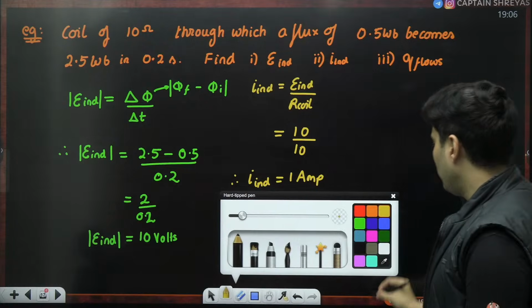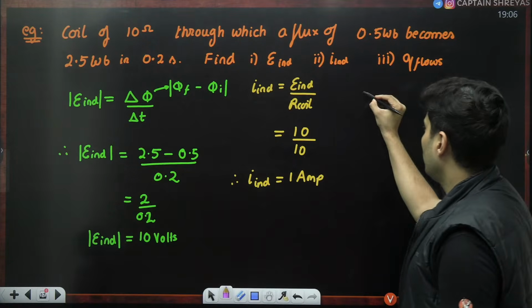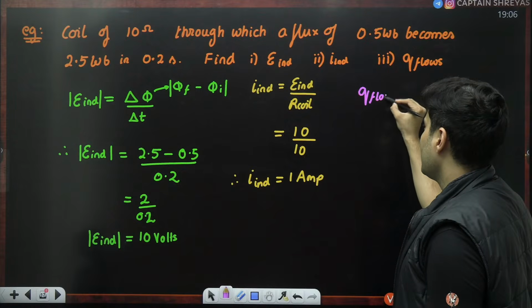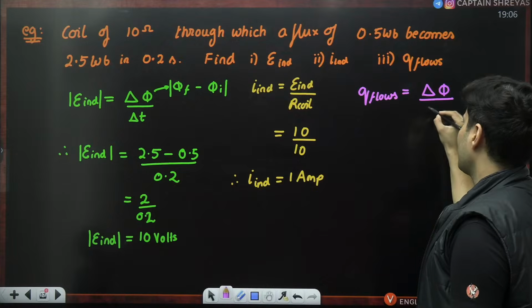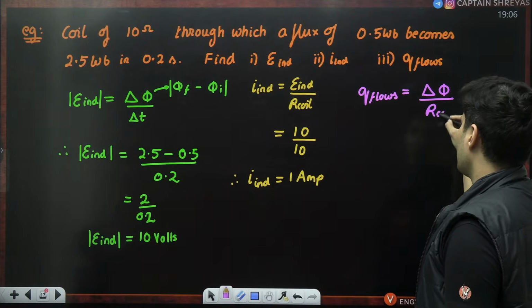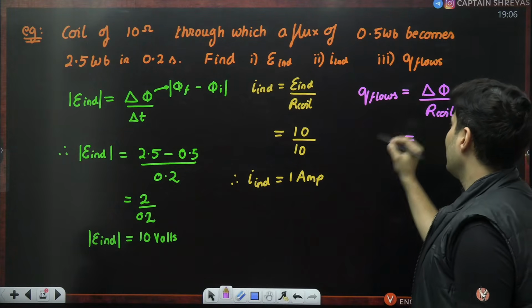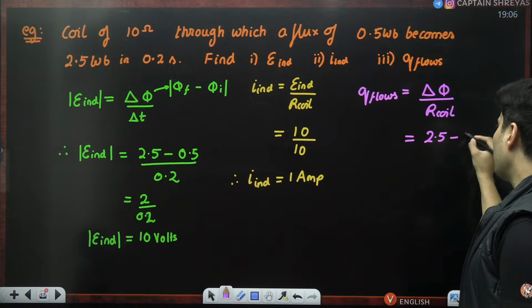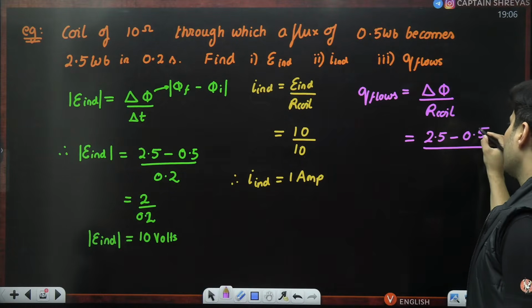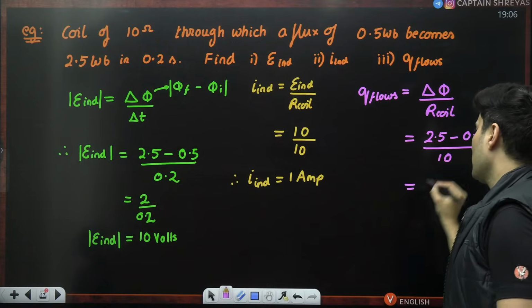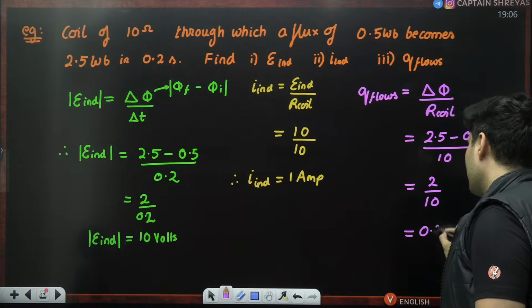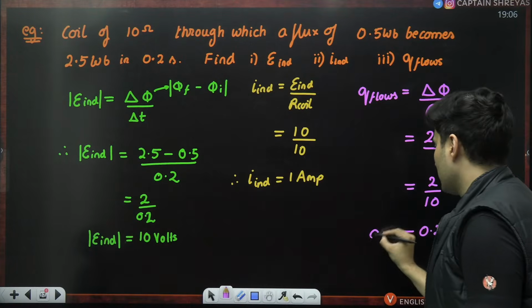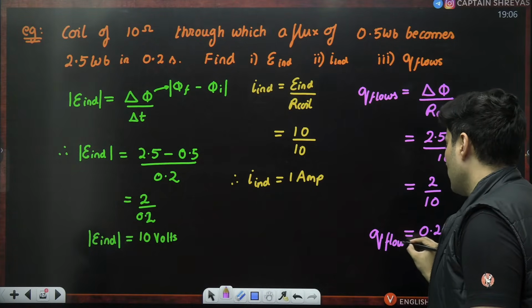Can I also find what is the amount of charge which flows? Yes, there was a formula for that. If you remember, it was change in flux upon the resistance of the coil. How much did the flux change? 2.5 minus 0.5. Resistance of the coil, 10. So 2.5 minus 0.5 is 2, divided by 10. So the answer is 0.2 coulombs. So that is the amount of charge which flows in it.